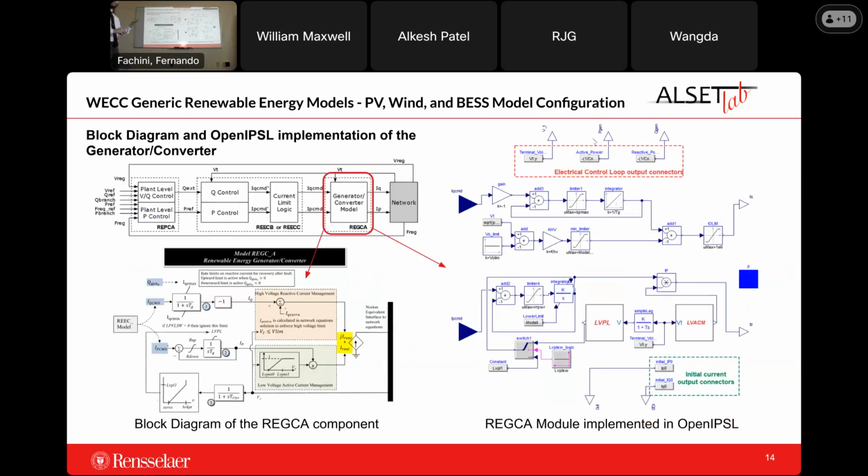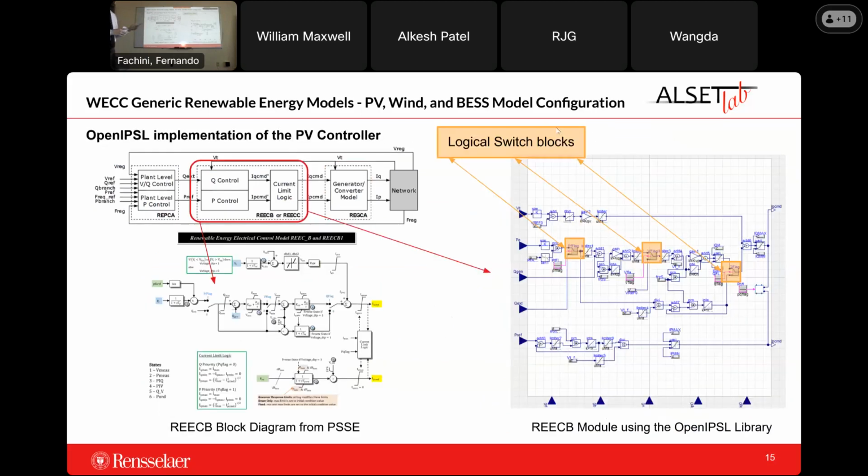And this slide is meant to exemplify how the modeling process is actually done. So these models that WECC released, they are glass box models, so you can actually take a look at the block diagram. And once you have the block diagram, which is the structure, which is the plant, you can then go ahead and implement it in OpenMPSL. So this is an example of the implementation for the generator/converter model.